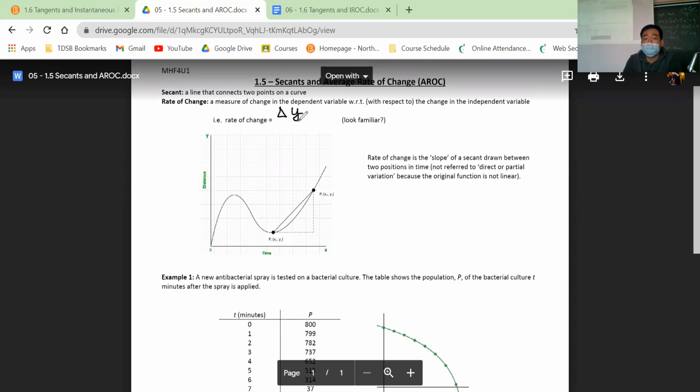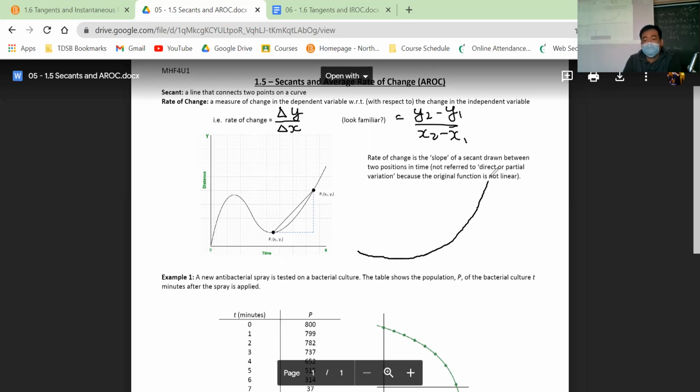change in the dependent variable as the independent variable changes. Does that look familiar? I hope so, because it's basically saying y2 minus y1 over x2 minus x1. Rate of change is the slope of a secant, I'll get to that in a second, between 2 positions in time. And we don't care about it as direct or partial variation. Now, what is a secant?